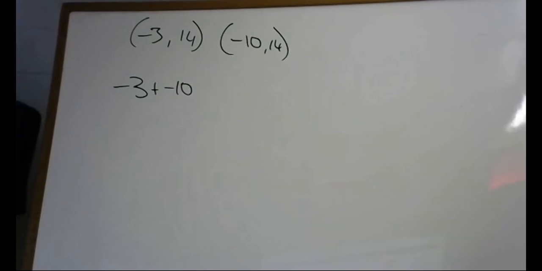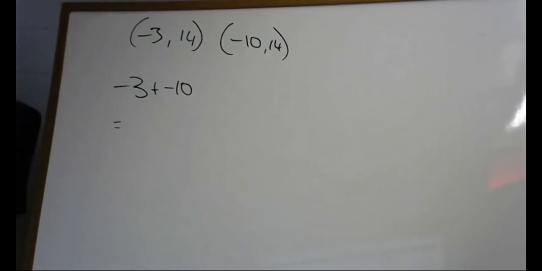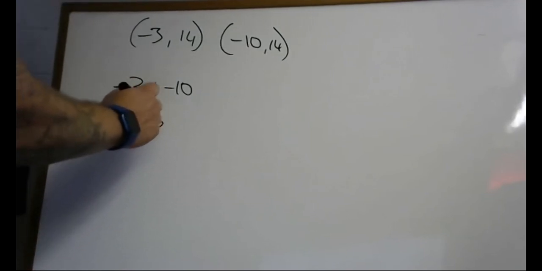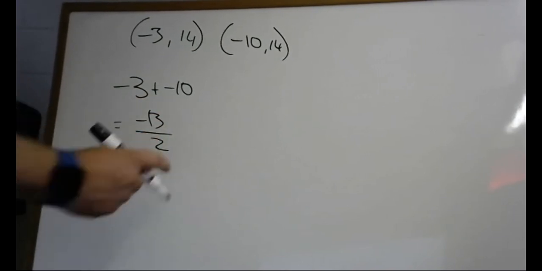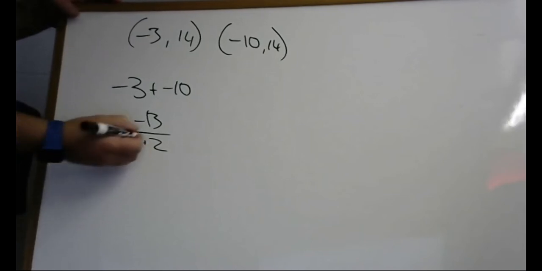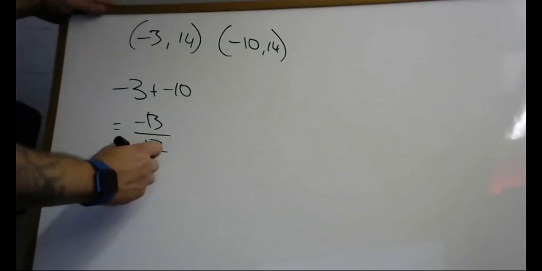So what's -3 plus -10? -13. So we divide that by 2. In division, if there's a minus and a plus, or a positive and a negative number, the answer is negative. So -6.5.